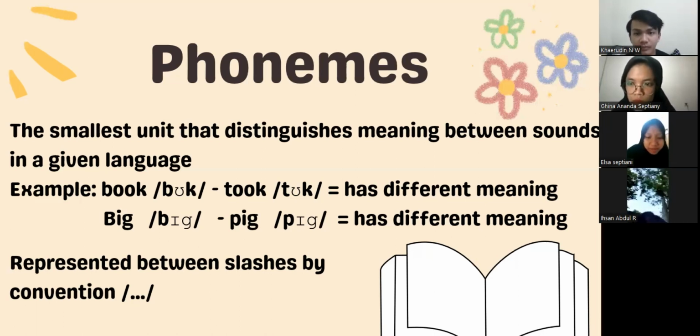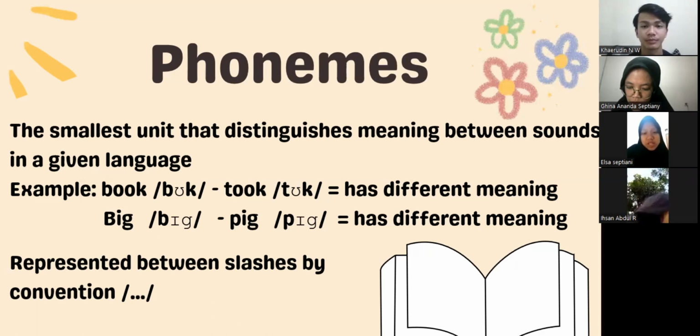So the next example, the word big. We have three phonemes b, e, g. So if we change the phoneme b to the phoneme p, we have a different meaning. From the word big to the word pig, we have a different meaning. So phonemes, every single sound that has meaning, we can call phonemes. They are represented between slashes by convention. So next slide.